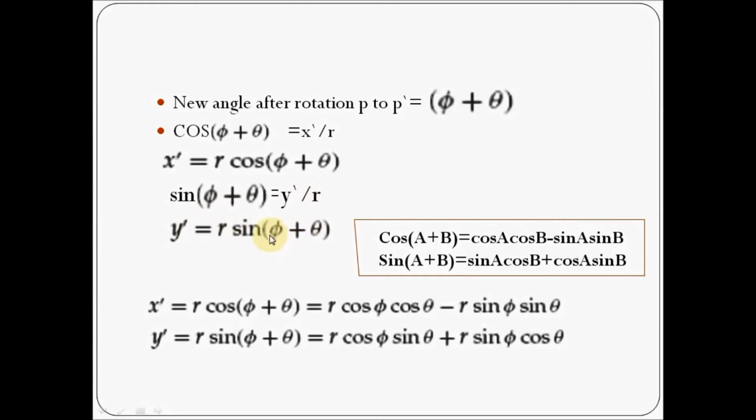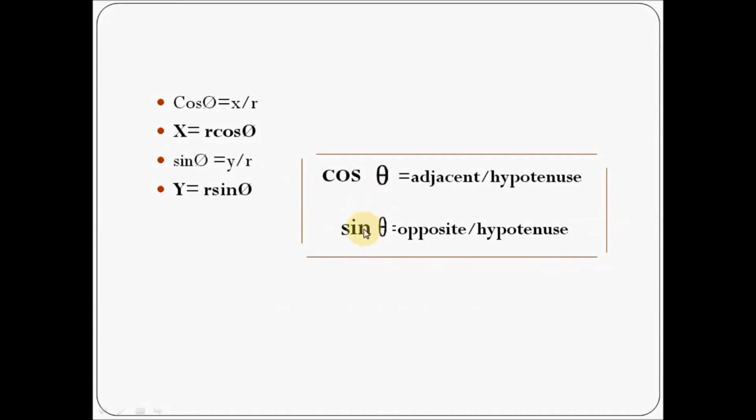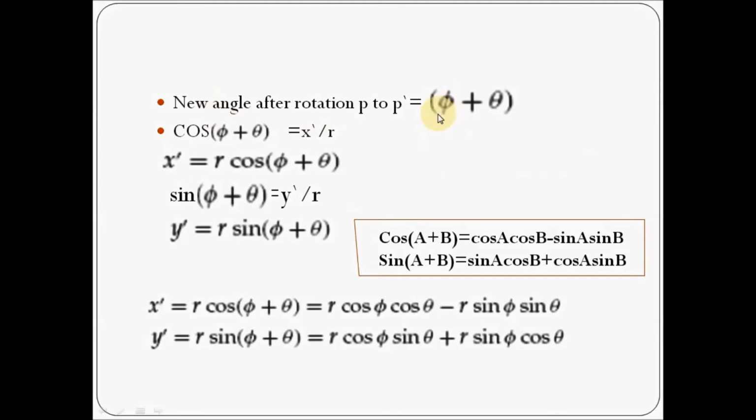So now I find out the value of x dash and y dash using the same formula, cos theta and sin theta. But the difference here is what? Phi is the old angle, so the new angle after rotation is phi plus theta. Getting, guys? So now you can observe here, cos of phi plus theta is in the form cos of a plus b, and sin of phi plus theta is in the form sin of a plus b. You have to apply this formula.